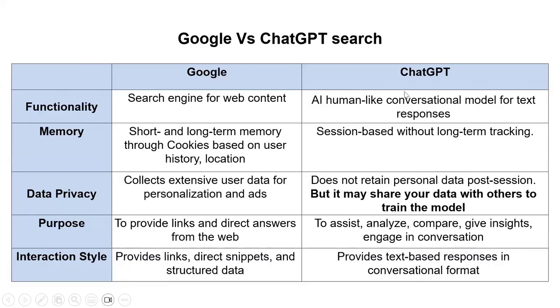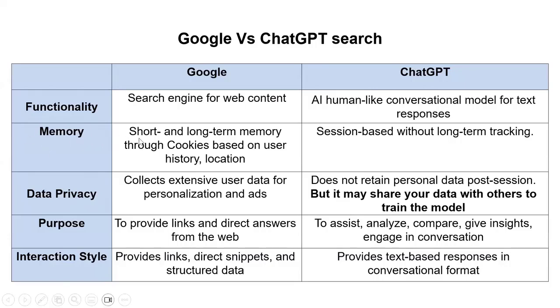I got some comparison between Google search and ChatGPT search. What is the difference between the two types of search? Google search as a functionality is a search engine for web content, while ChatGPT is an artificial intelligence human-like conversational model for text response.